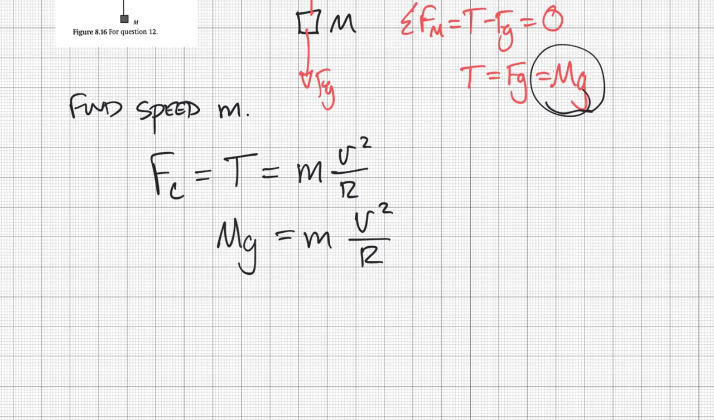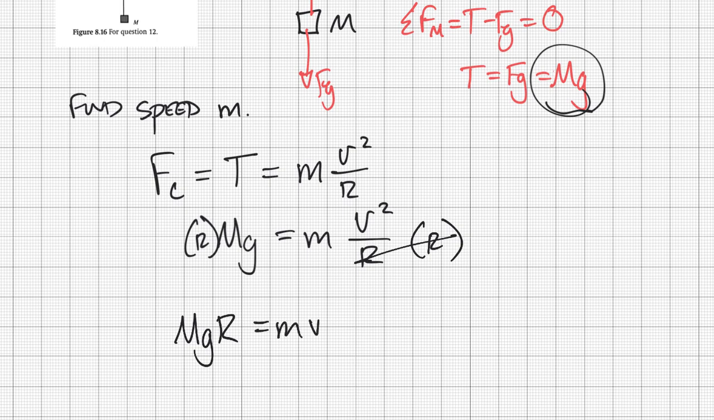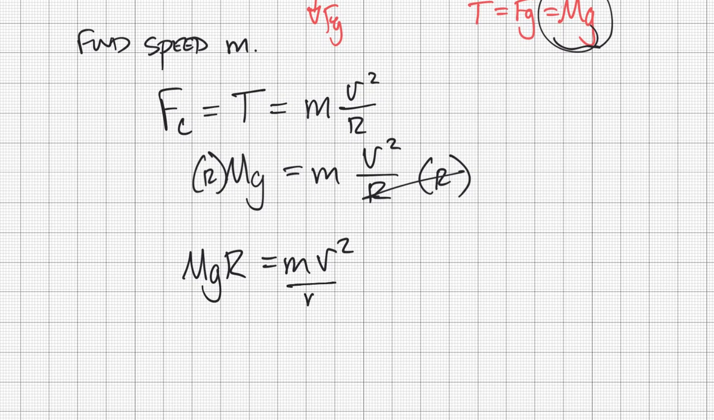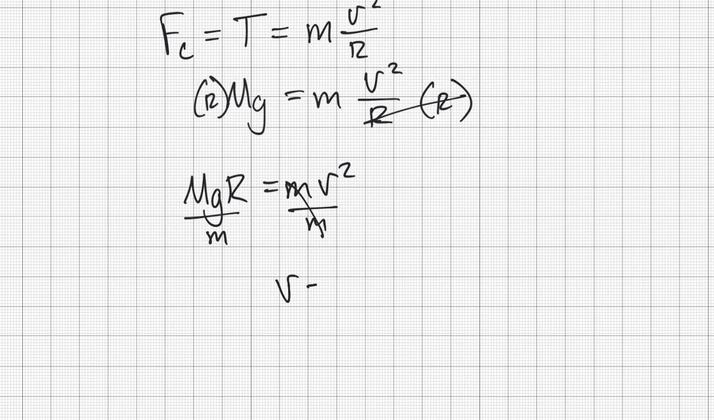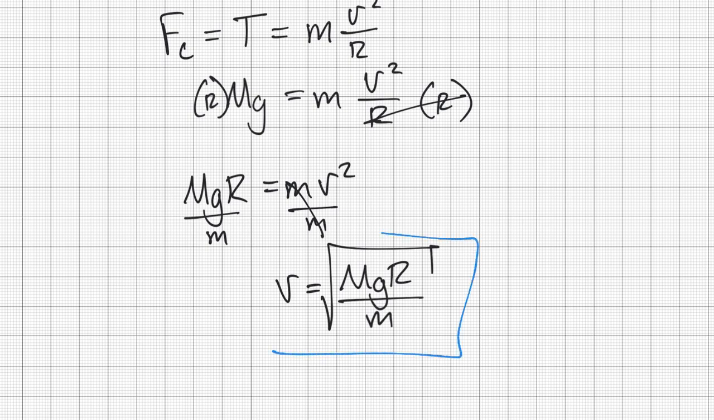And now we just need to do some algebra to solve for v. So I'm going to multiply each side by r to get rid of my r's. So I get big M, little g, r equals little m v squared. And I'm going to divide by little m. Little m's cancel out. So I'm left with velocity equals the square root of big M g r over little m. So that's going to be how fast I need to be going, dependent upon the masses as well as the radius of its motion. So I really like this question.